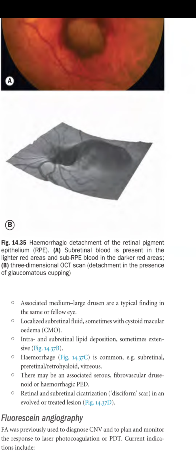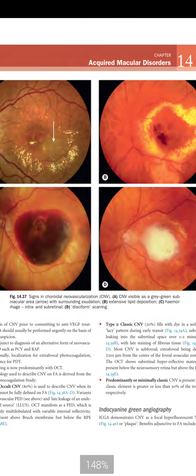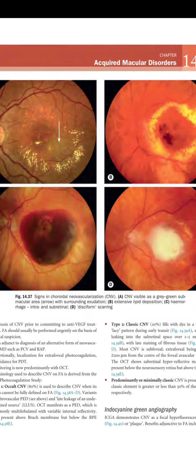So let's see figure 14.37. This is showing signs of choroidal neovascularization. A is showing a CNV visible as a gray-green submacular area with surrounding exudation. B is showing extensive lipid deposition. C is showing us a hemorrhage, and D is showing us a disciform scar.